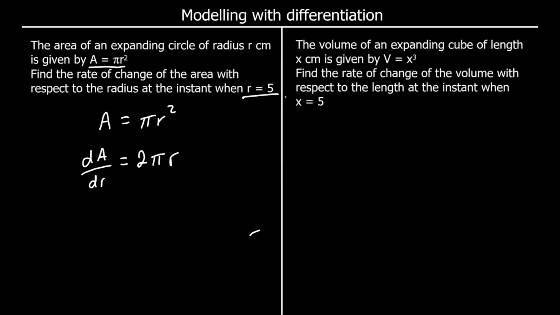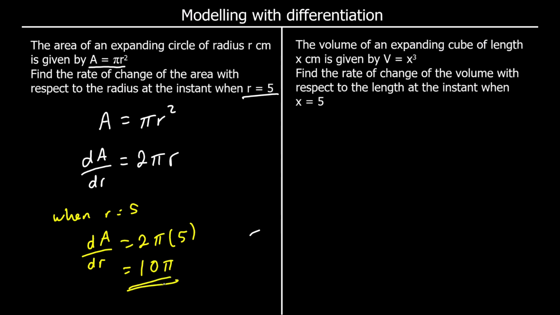When r equals 5, the rate of change of A with respect to r is 2 pi times 5, which is 10 pi.